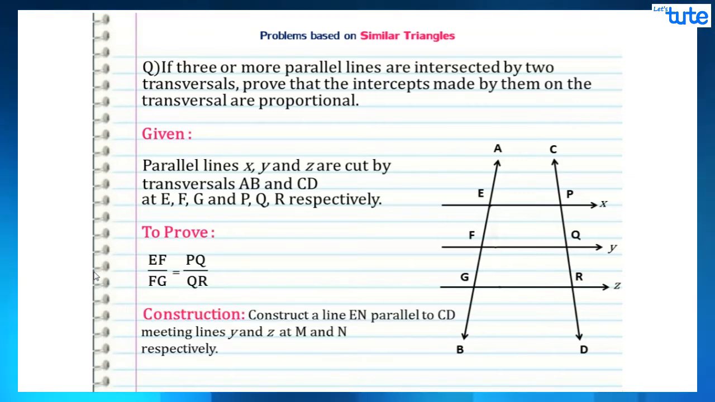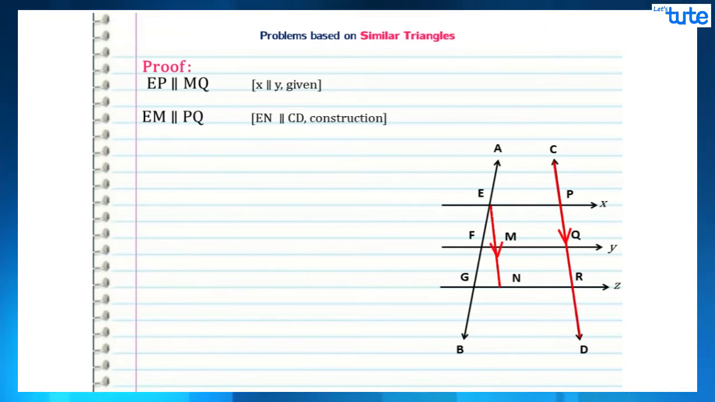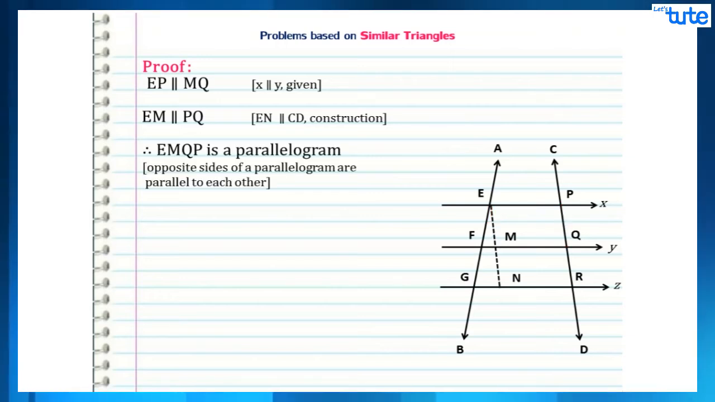So, first we'll construct a line EN parallel to CD meeting lines Y and Z at points M and N respectively. Now, as we know, X is parallel to Y. Therefore, we can say that EP is parallel to MQ. And since we constructed EN parallel to CD, we can say that EM is parallel to PQ. Therefore, in quadrilateral EMQP, EP is parallel to MQ and EM is parallel to PQ.